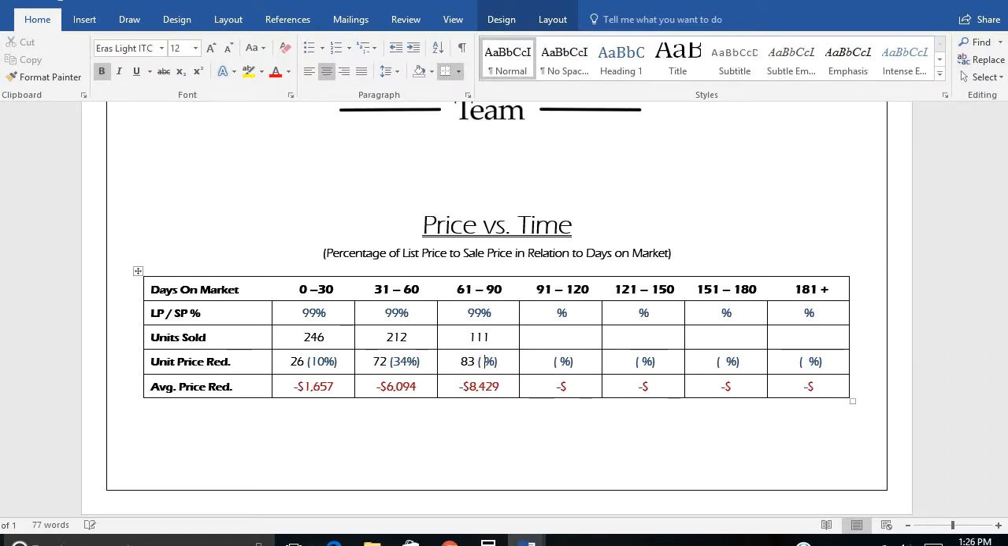So you can already start to see from 0 to 30 days, 31 to 60, 61 to 90, how many sell go down, how many of those that did sell had a price reduction goes up significantly, and the price reduction goes up significantly. So it's pretty simple to illustrate what our point is.